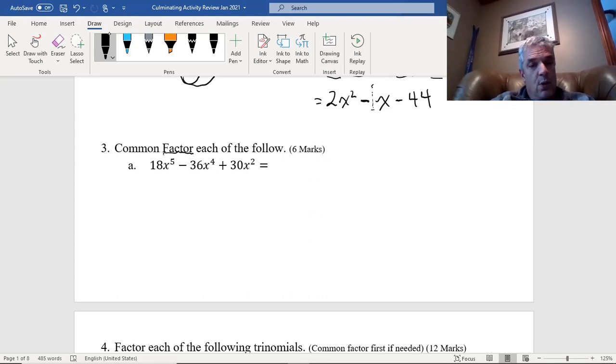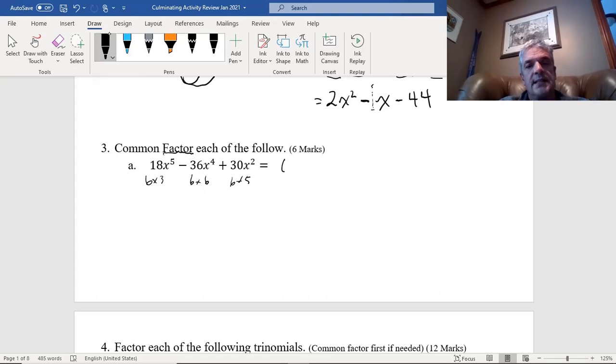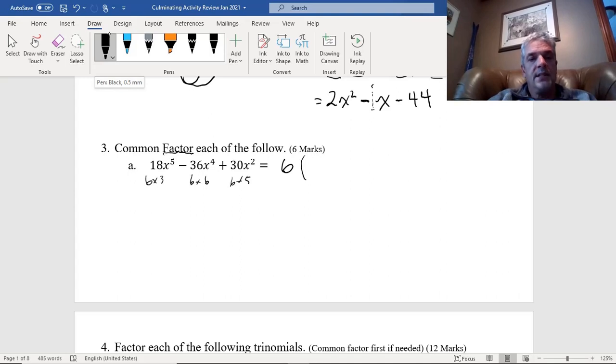But here what we did is we have these factors lists, and we can look for what number is a factor of each of these. And it turns out that 6 times 3, 6 times 6, and 6 times 5 are factors of each of these, which means that 6 is a factor here, okay? So I'm going to take a 6 out.